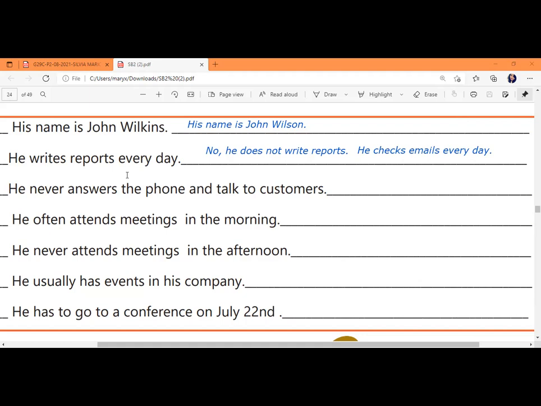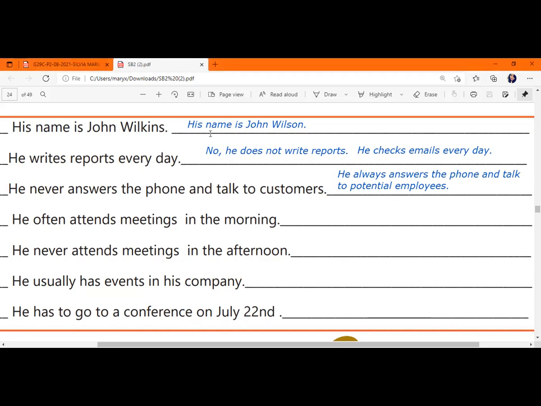What do we have in the next one? It says, he never answers the phone and talk to customers. What is the answer? Okay, Daniela, and then Karen. He always answers the phone and talks to potential employees. Is that what you said? Yes. Okay, very good. Now, is that correct? Check your paragraph. ¿Es la respuesta? Yes, right? He always answers the phone and talk to potential employees.